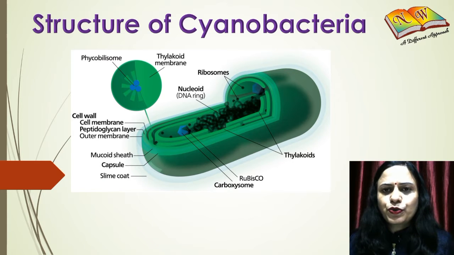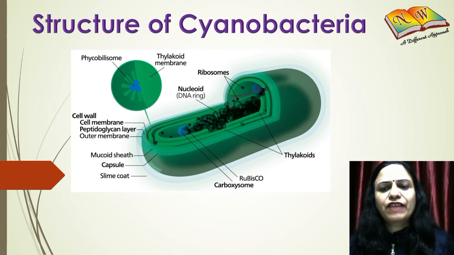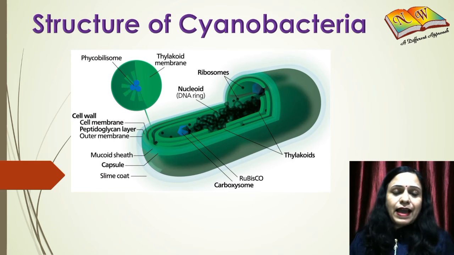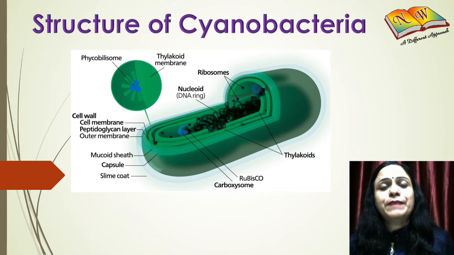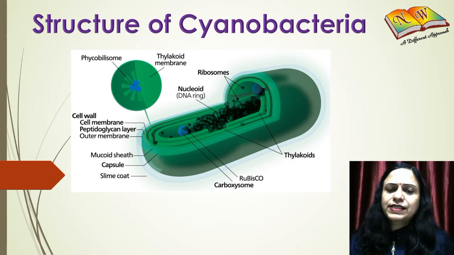Cyanobacteria are also known as the blue-green bacteria because they are photosynthetic in nature. And some of the cyanobacteria have a special ability of fixing atmospheric nitrogen to nitrogenous compounds in the soil, and thereby they increase the fertility of the soil.